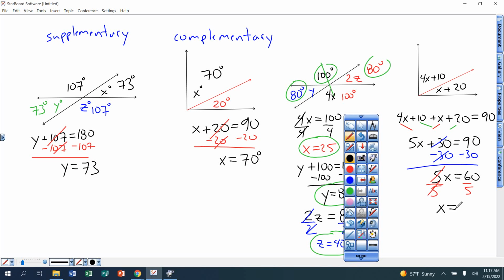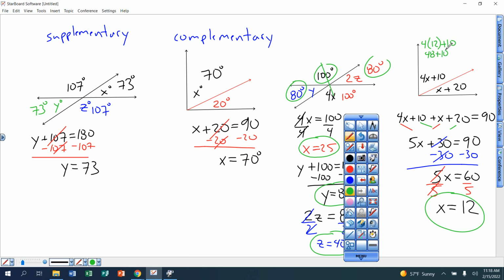equals, I think that is 15. 60 divided by 5 is 15. Oh, sorry. 60 divided by 5 is 12. So that's the answer for x. If I want to know those angles, I got to take that 12 and plug it in to at least one of them to do the math. And then, of course, I could use that one from 90 to find the other one.